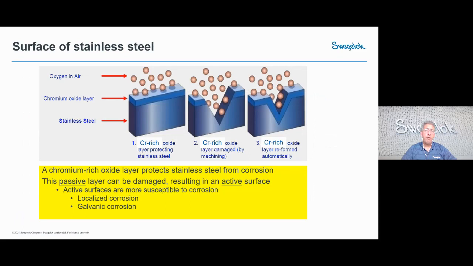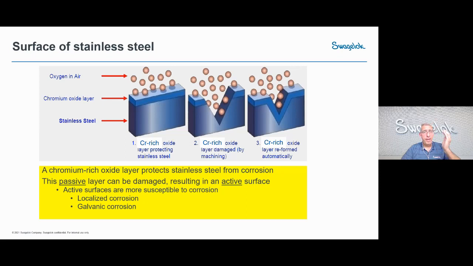So how does adding enough chromium to an iron-based material render it stainless? Well, here's a little mechanistic description of that process. Because there's enough chromium in the base material, and if there's ample oxygen in the environment, it will form a chromium-rich oxide film on the surface of the stainless steel. So that previous picture, although looking silvery and metallic, actually has a very thin but transparent passive film of chromium-rich oxide, which provides the resistance to rusting.